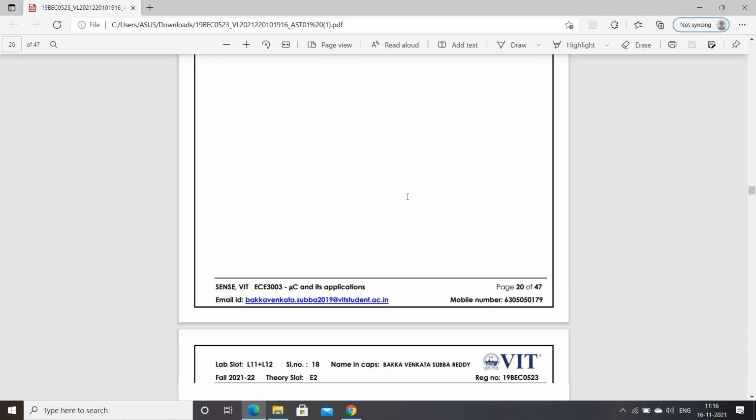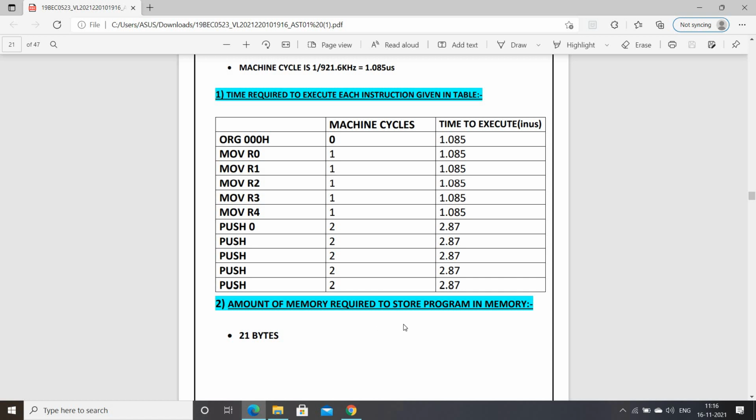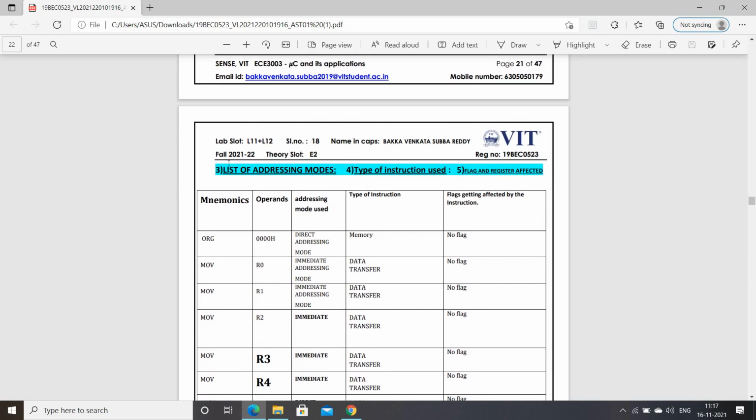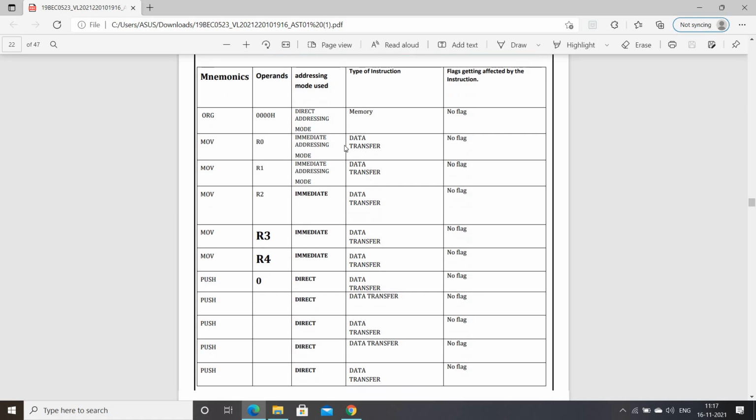And the time required to execute each instruction is given in the table, and the amount of memory required to store the program is 21 bytes. The list of addressing modes, types of instruction used, and flags and registers affected is there in this table.